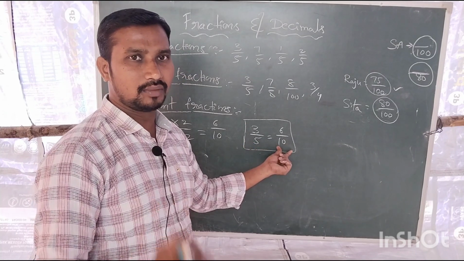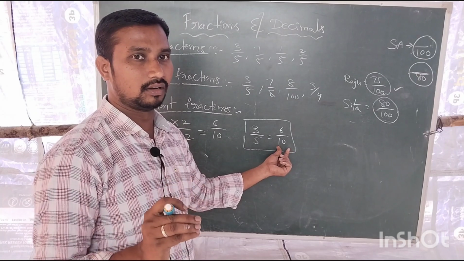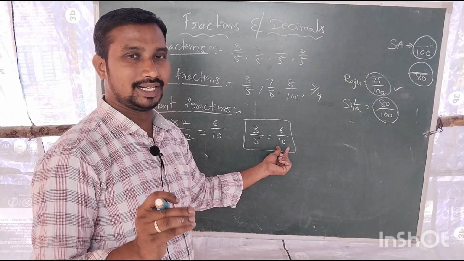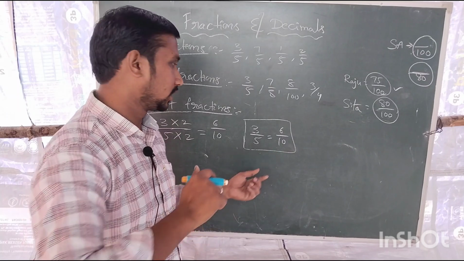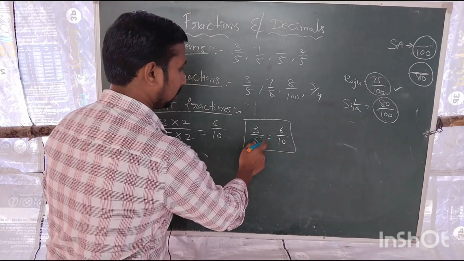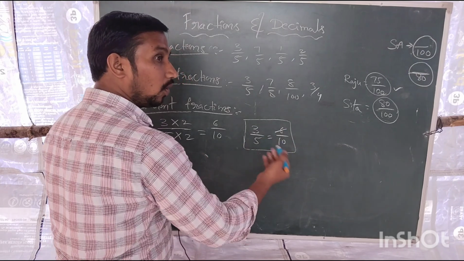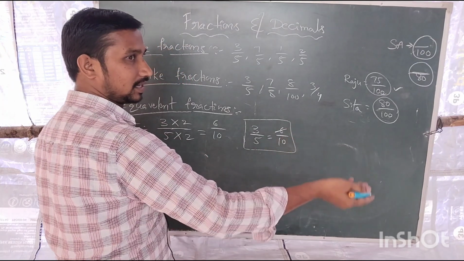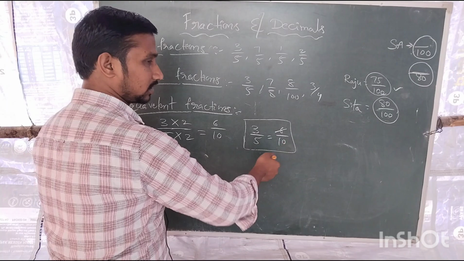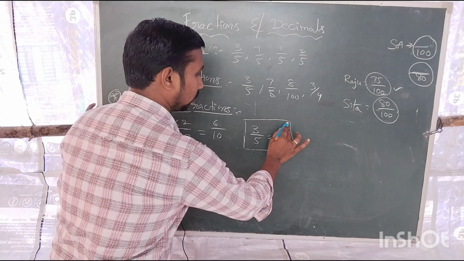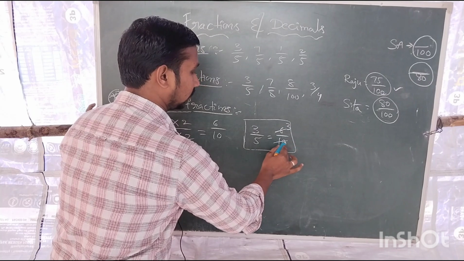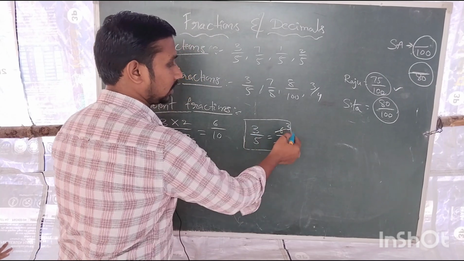This is a very common mistake children make in the exam. Okay children, how will we get 3 by 5? It is the lowest form of the fraction, that is the answer. Another concept, after this concept I will tell that. So 2 table in the numerator, 3 times, and 2 table in the denominator, 5 times, we will get 3 by 5.